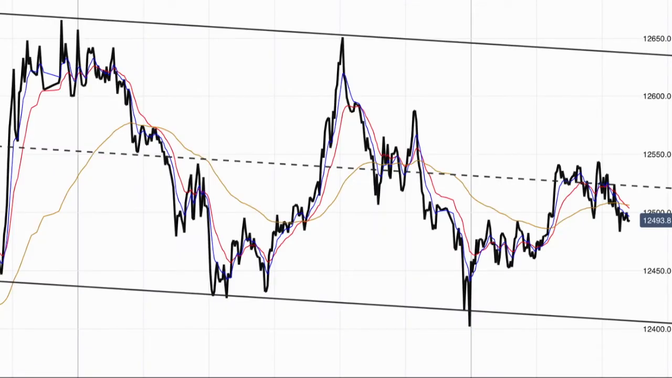This is the 5-minute time frame, and the same sort of rules apply here. We've got a head and shoulders top here. We've got a left shoulder, head, right shoulder. Market starts coming down.